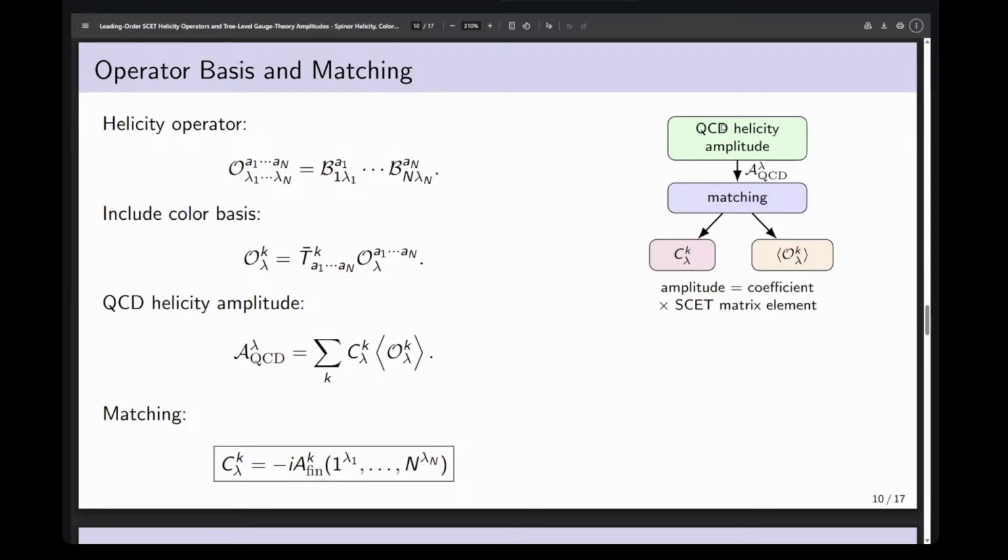The diagram summarizes this flow. The full QCD amplitude is projected through matching onto the simpler SCET operator matrix elements.